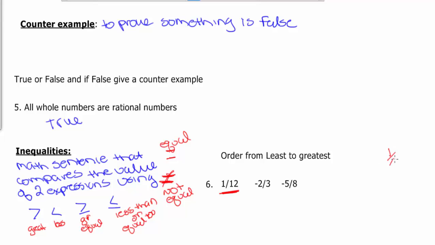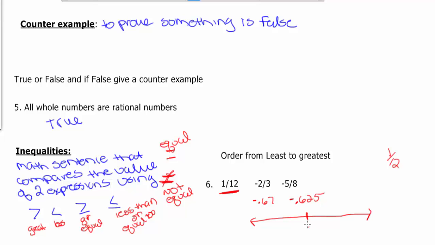I'm just going to put it right there. Now we have to figure out which is bigger and which is smaller for -2/3 and -5/8. If you don't understand fractions that well, make these into decimals. For -2/3, in your calculator you just put 2 divided by 3 and get 0.67, and negative 5/8 is negative 0.625.